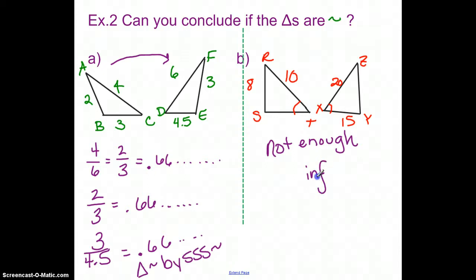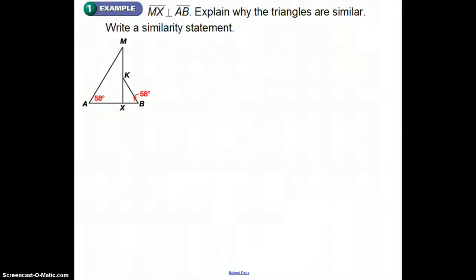Now that's what a lot of the problems in this section are going to look at. Do you have enough to prove this? So let's take a look at another one. Okay, this one says that MX is perpendicular to AB, which means that I know that these have to be my little 90-degree angles down here. Explain why the triangles are similar and write a similarity statement.